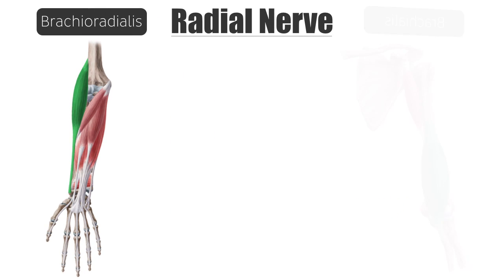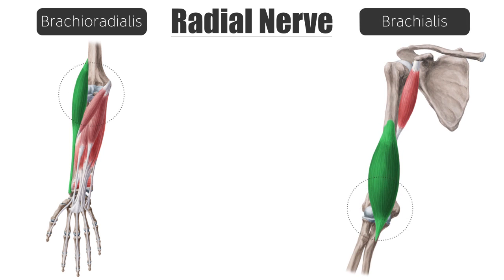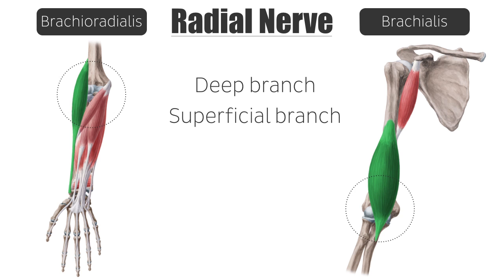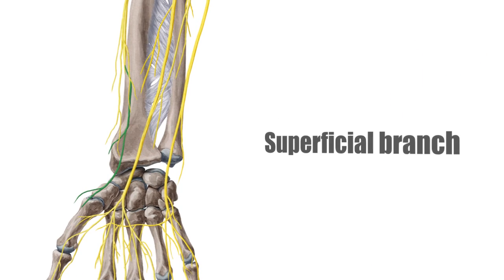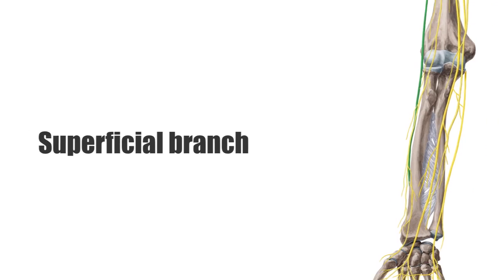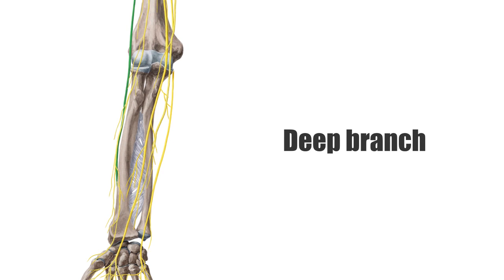It courses between the brachioradialis and brachialis to the elbow, where it divides into a deep branch and a superficial branch at the level of the radial head. The superficial branch uses the brachioradialis as a guiding structure to reach the wrist joint and arrives at the dorsum of the hand. In contrast, the deep branch penetrates the supinator muscle and continues to the extensors of the forearm.